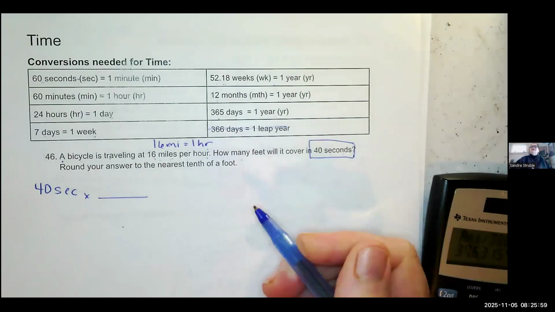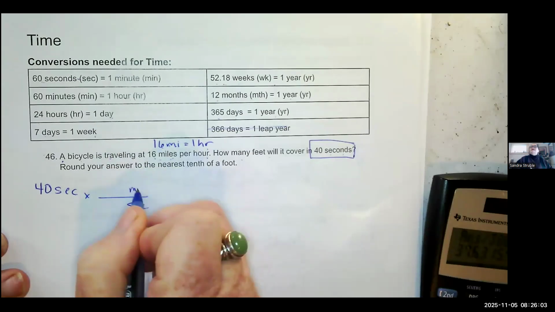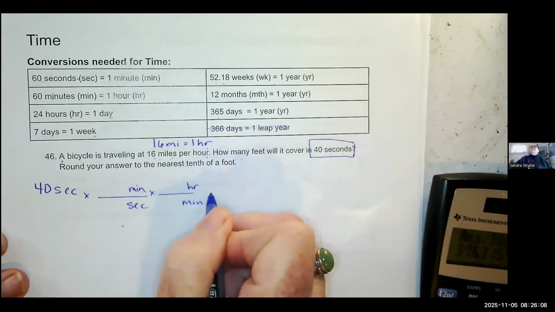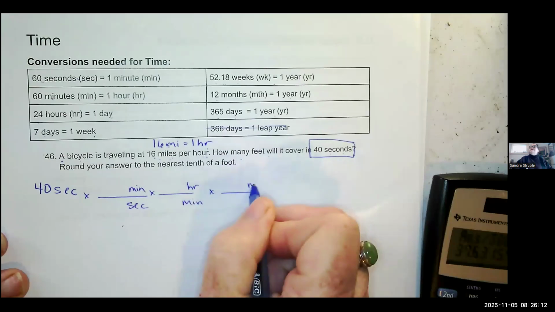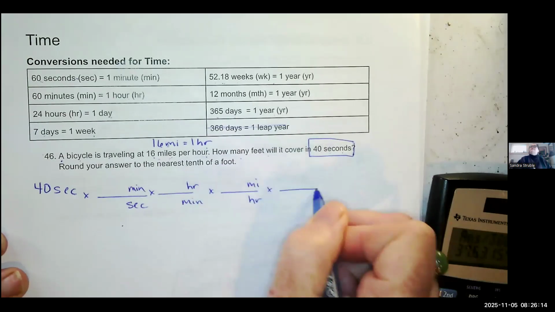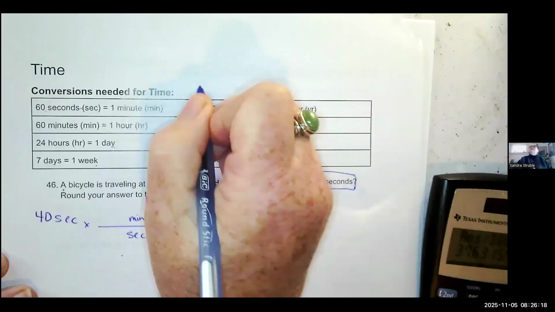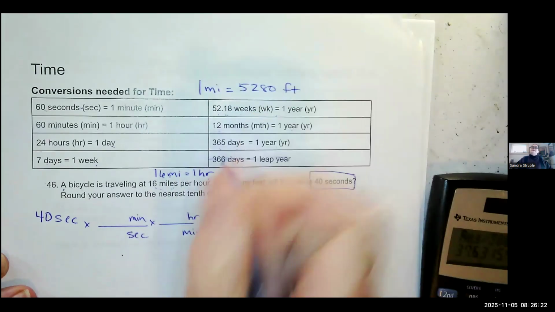So starting with seconds to minutes, minutes to hours, and then we're going to have to come up here and use hours to miles. And then I want miles to feet. And the conversion for that is 1 mile is 5,280 feet. I do not expect you to have these memorized. They will be provided to you on the exam.